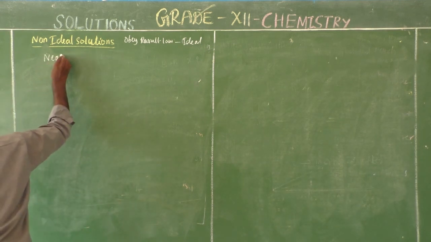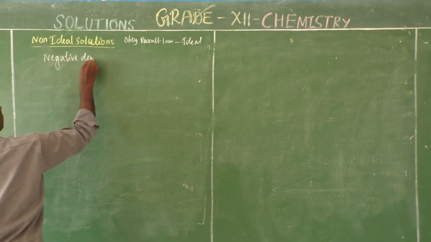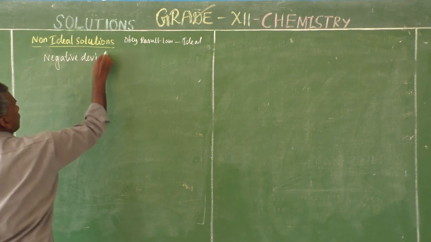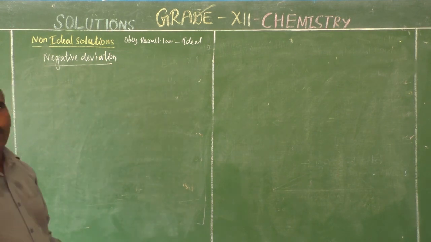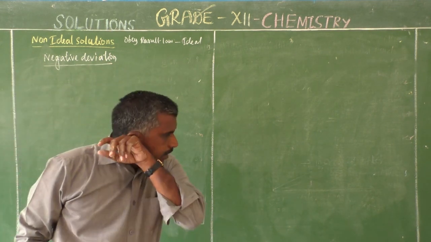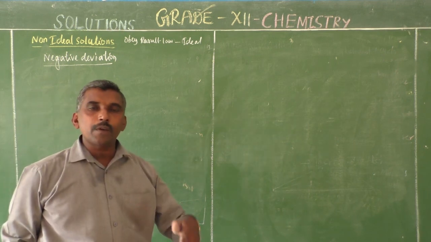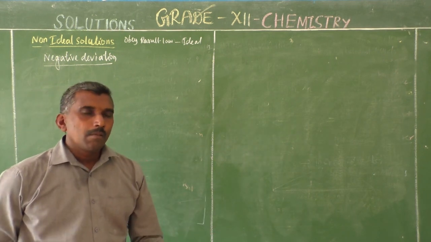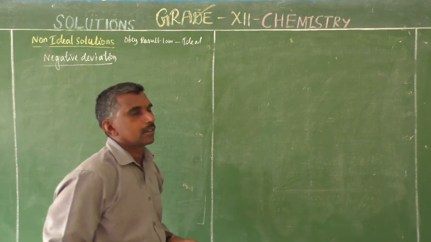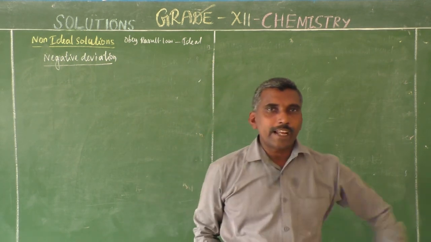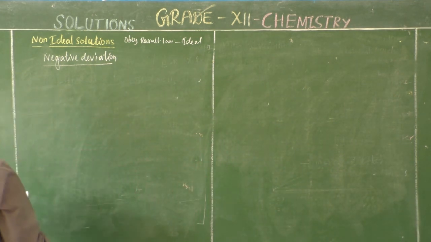Non-ideal solution containing negative deviation. Generally, a non-ideal solution does not obey Raoult's law. In the previous topic, positive deviation, the vapor pressure was increasing. But here, negative deviation means vapor pressure decreasing. The graph curve is downward.